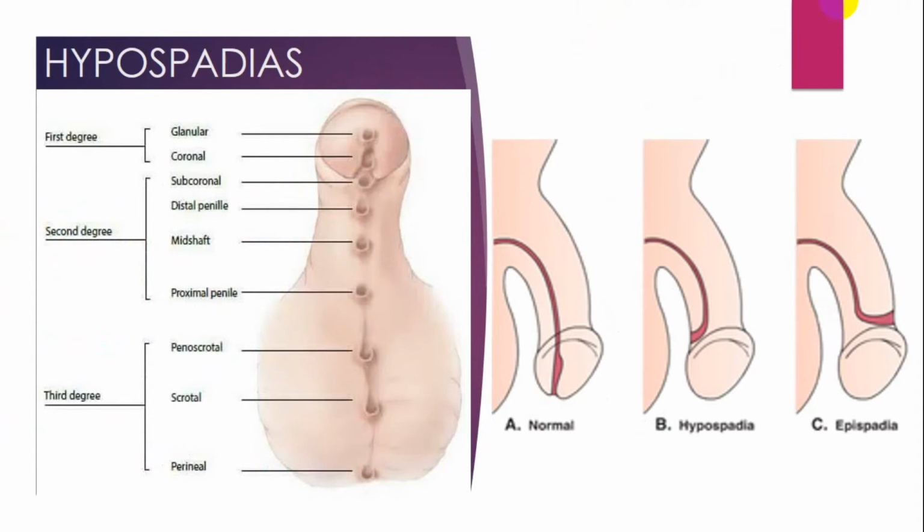It's a congenital condition when the orifice of the urethra is displaced: first degree near the head of the penis, and third degree toward the base. Normal one; hypospadias is on the back of the penis, and epispadias on the anterior part.